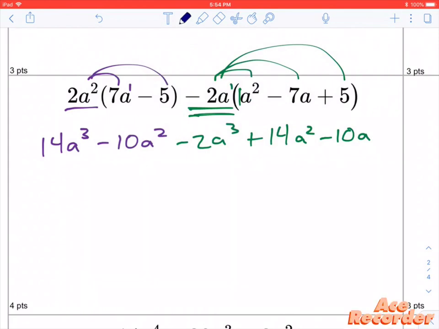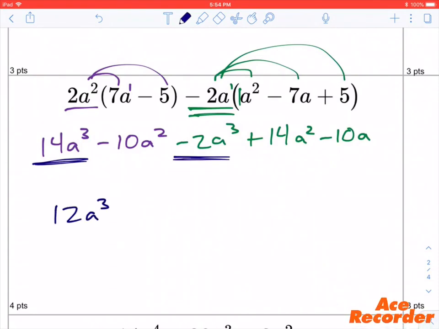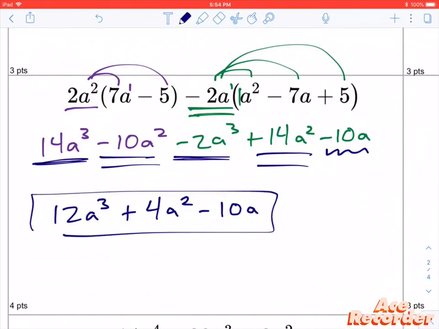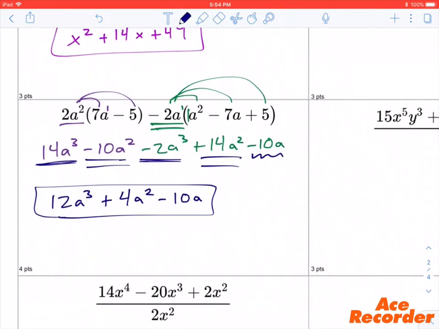So look at the highest exponent, 14a to the third minus 2a to the third is 12a to the third. And then you've got a squared, so negative 10 plus 14 is positive 4a squared. And then the last one doesn't have any like terms, so that stays there. That is minus 10a. Okay?